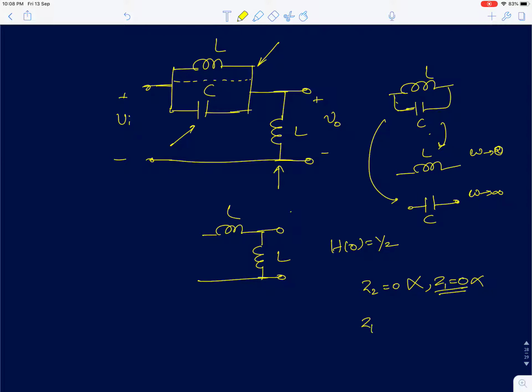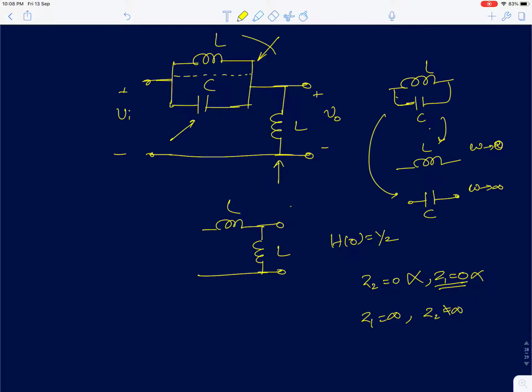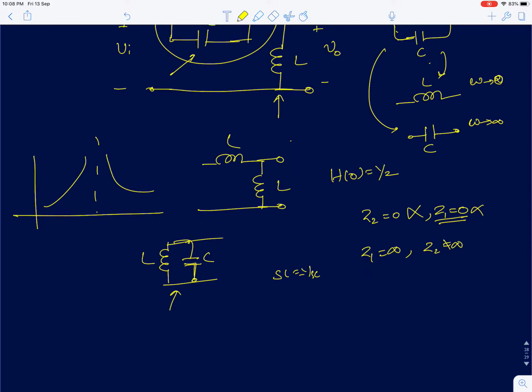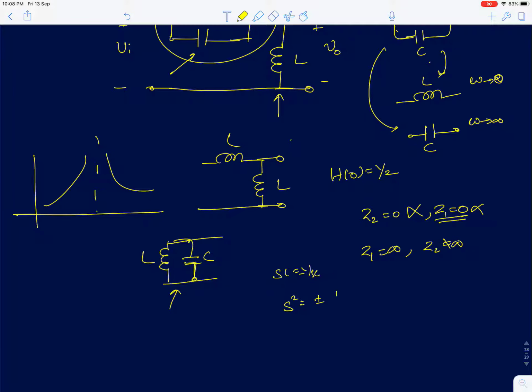The other condition is Z1 becomes infinity and Z2 should not be infinity at that point. Now Z1 is a parallel LC tank. We know that the impedance of a parallel LC circuit will become infinity at the resonant frequency. We already plotted the impedance in the previous class. So at SL equals minus 1 by SC, you are going to have this impedance blowing up. So S squared equals minus 1 by LC, and S will be plus or minus j 1 by root LC. So you have purely imaginary zeros, two zeros.